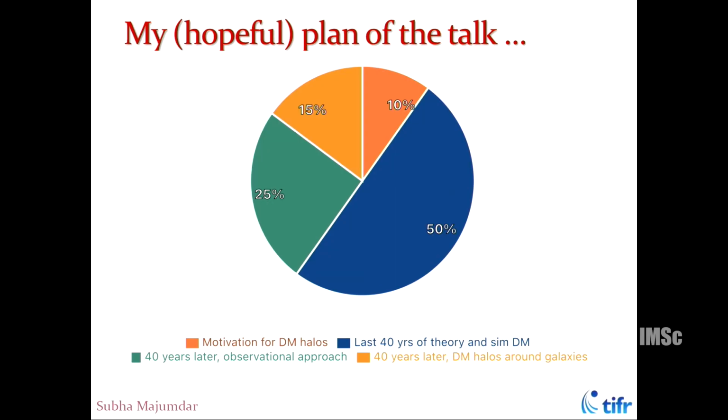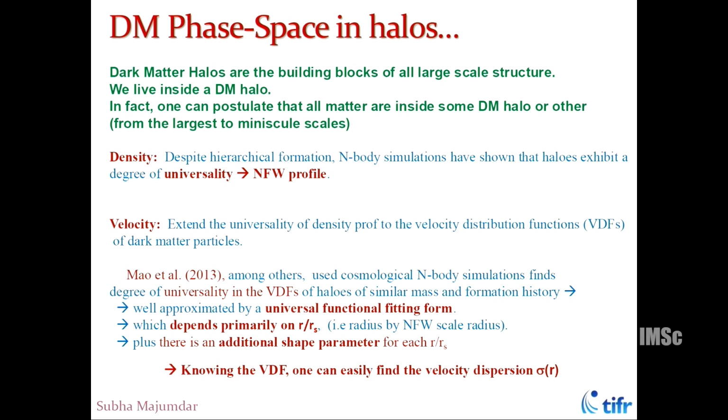So this is the plan of my talk. I'm very proud of this. This is the first time I've used ChatGPT to make me a figure. It tells me that 10% will be for motivation, 50% will be the last 40 years, and another 40% will be what has happened in the last one or two years. Big improvement. Okay, let's start with dark matter halos.